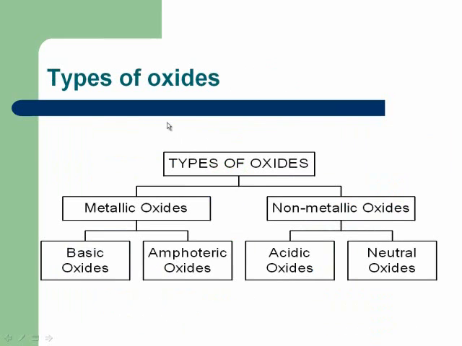Types of oxide. Basically, there are two types of oxides: metallic oxides, or sometimes we call them metal oxides, and non-metallic oxides, sometimes we call them non-metal oxides. Metallic oxides are further categorized into two groups: basic oxides and amphoteric oxides. Non-metallic oxides are further categorized into two groups: acidic oxides and neutral oxides.